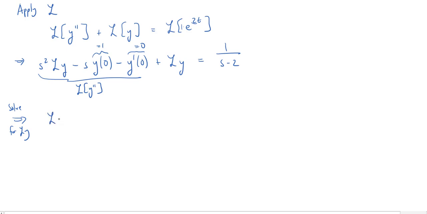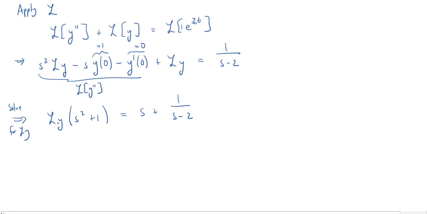So let's see, how many L of y's do I get? Well, I have s squared and one more. Okay, what else do I have on that left-hand side? Well, I have a minus s times 1. Okay, let me toss that to the other side. So when I toss it over, it becomes a plus s. And then we have plus 1 over s minus 2.